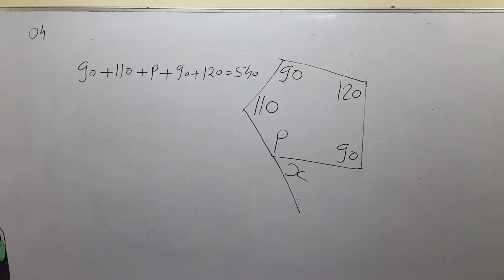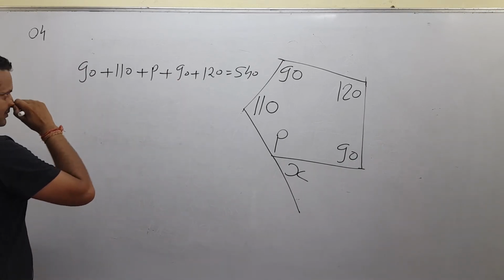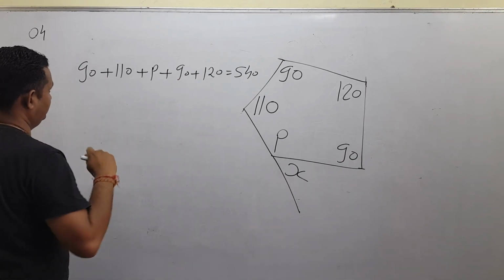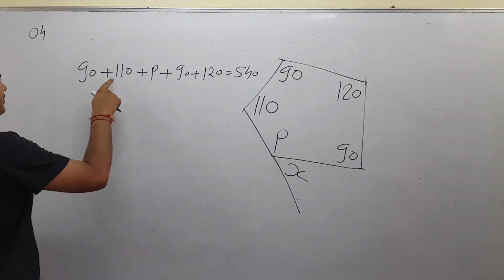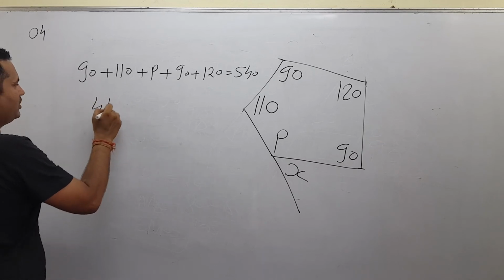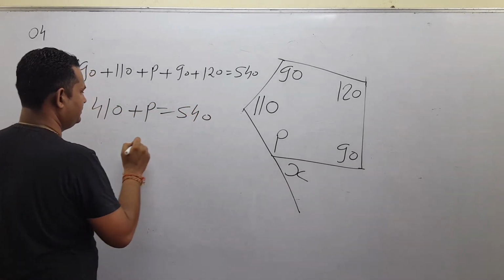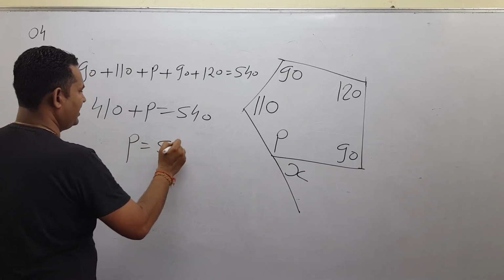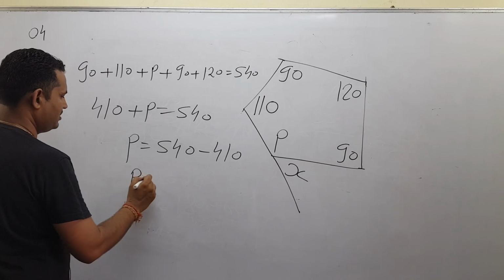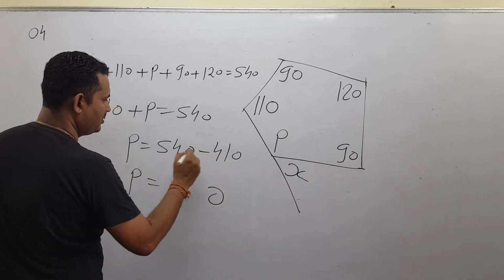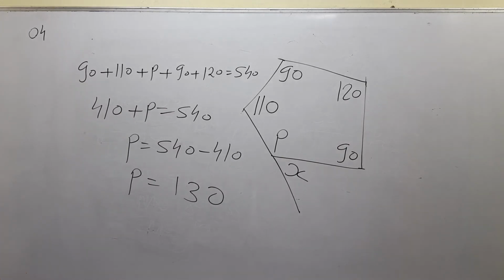Chalo, we have to add these. 90 and 90 is 180. 180 and 120 is 300. 300 and 110 is 410. So 410 plus p equal to 540. P is equal to 540 minus 410. P is equal to 130. So the answer of p is 130.